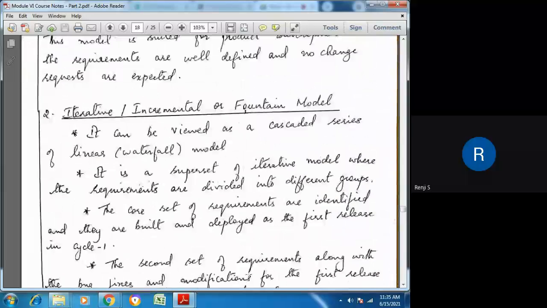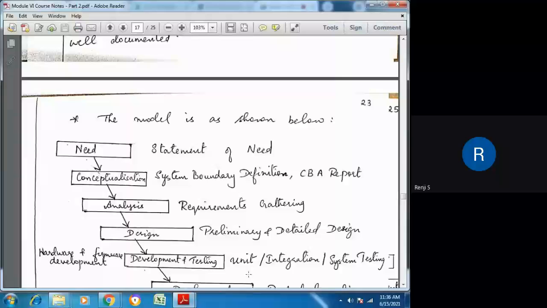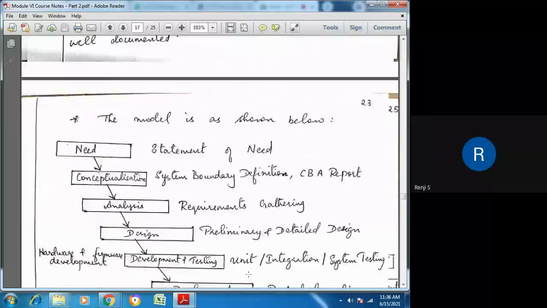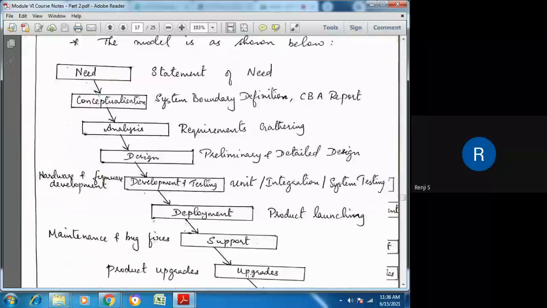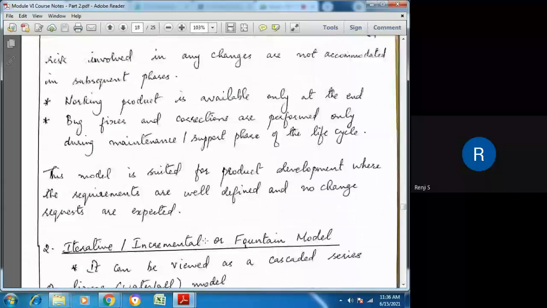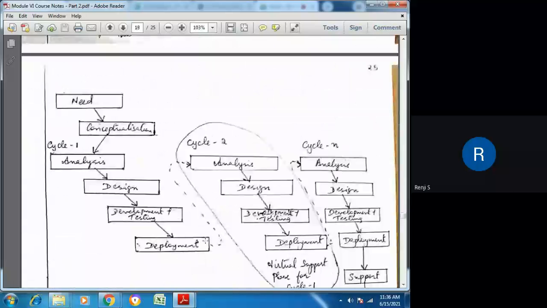So yesterday we were discussing how EDLC can be modeled using different development techniques like the waterfall model. The first approach that we studied was the linear or waterfall model, where the EDLC phases are carried out in a linear sequence. The second method was the iterative or incremental or fountain model, where these steps are repeated in cycles, and each cycle contained the same phases, but they are repeated a number of times based on the number of requirements to be implemented in the system.